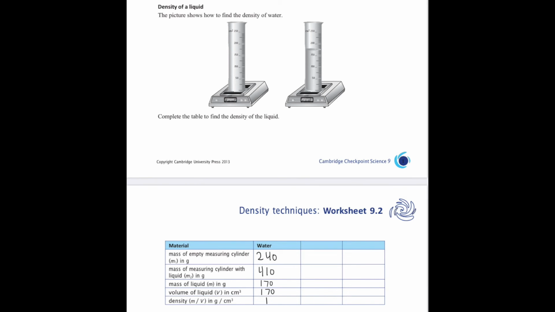Mass of empty measuring cylinder is 240 grams. Mass of measuring cylinder with liquid is 210 grams. To find the mass of liquid, you need to subtract the mass of the empty measuring cylinder from the mass of the measuring cylinder with liquid, and you will get 170 grams. The volume of liquid is 170, and to find the density, you need to divide the mass of liquid by the volume of liquid, and you will get 1 gram per cubic centimeter.